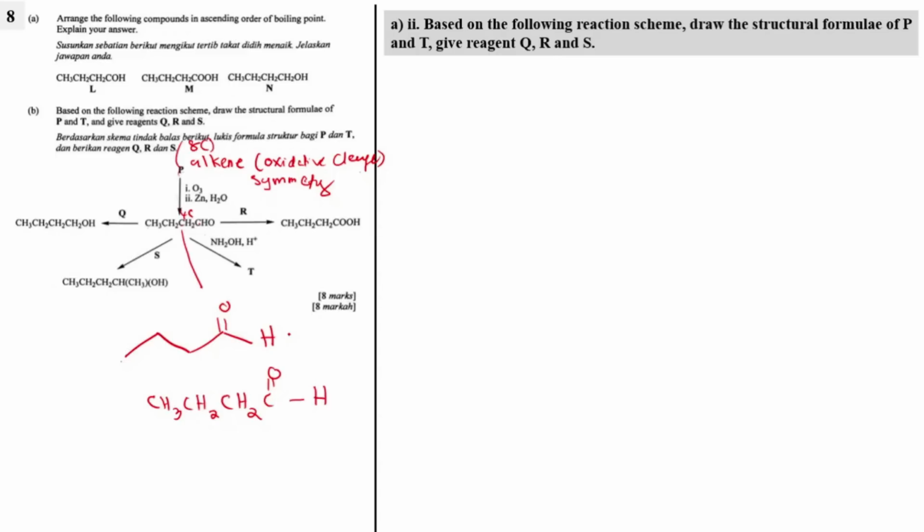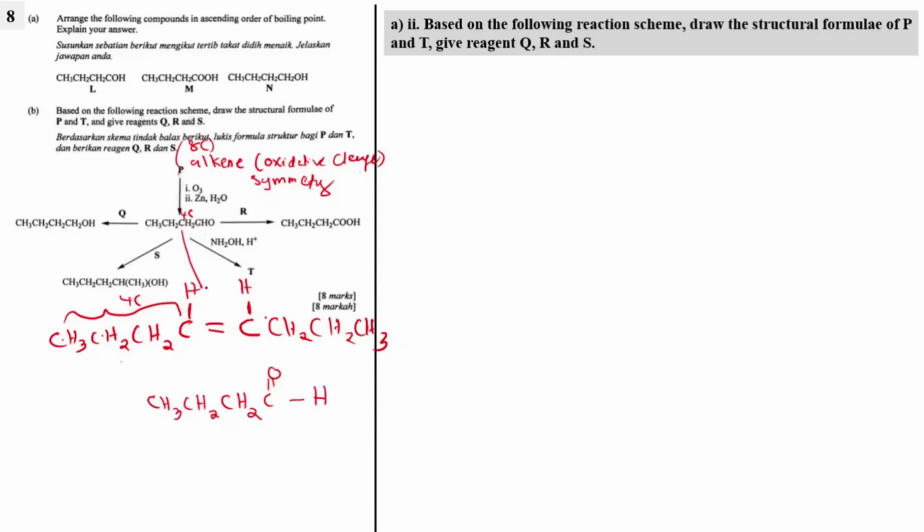Okay, so let us draw that. As mentioned, the alkene needs to be symmetrical. So it's going to be CH3, CH2, CH2, C, double bond C. So we have 1, 2, 3, 4, 4 carbons on this side, and then we're going to have another 4 carbons on the other side. So we're going to have CH2, CH2, and CH3. And then here will be H, and here is going to be H.